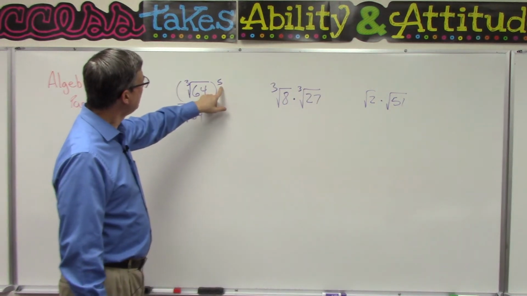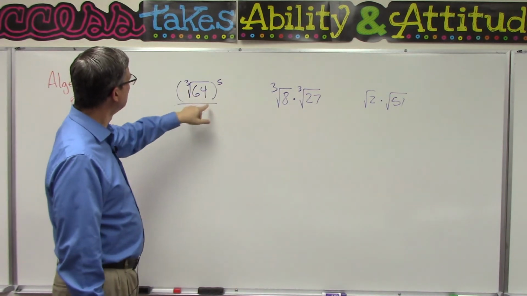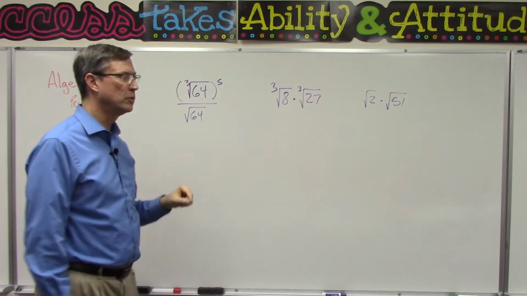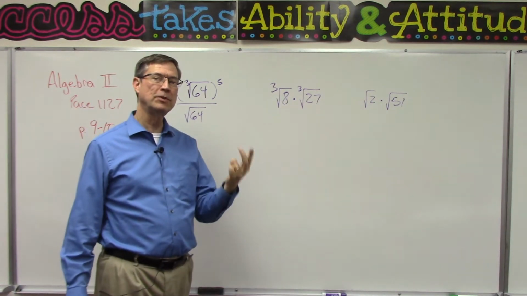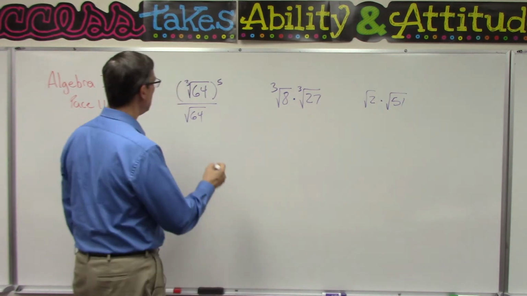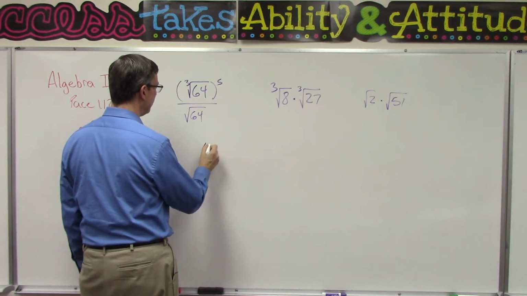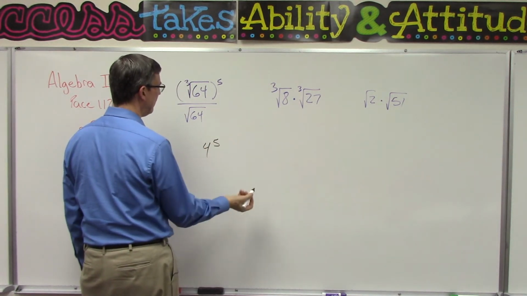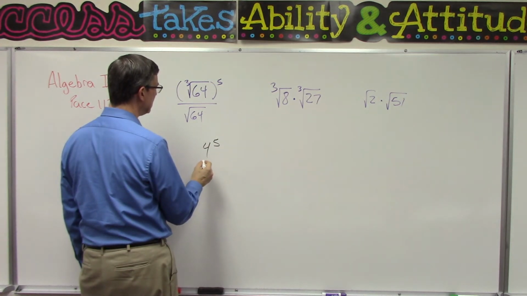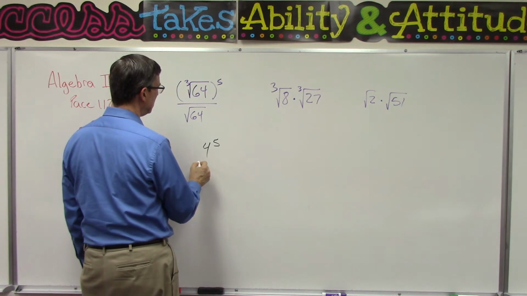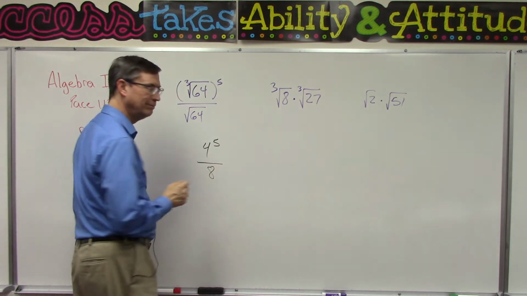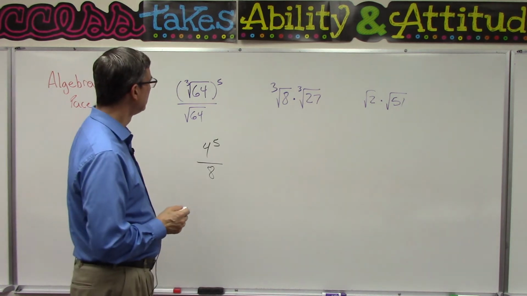Notice we have a 5 exponent outside the parentheses. So this is saying the third root of 64. So we're asking what number times itself, times itself, times itself, 3 times, would equal 64. And that would be 4, okay? And that's to the 5th power. And then the square root of 64 is 8, right? Because 8 times 8 is 64.